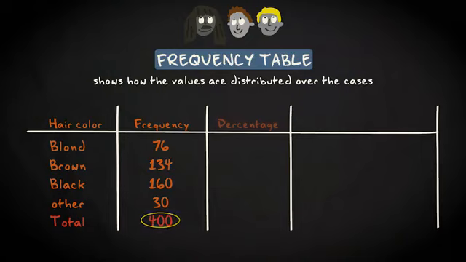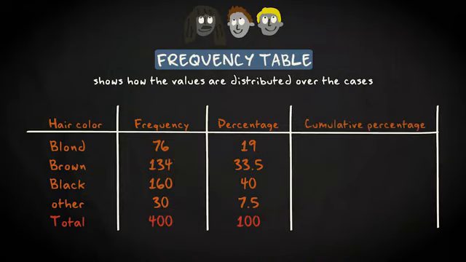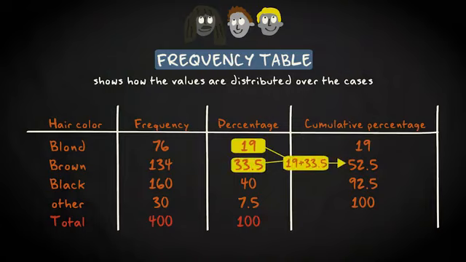We can also express the relative frequencies by means of percentages. In the second column, you see the percentages. You can see at a glance that 7.5% of all players has another hair color than blonde, brown, or black. 19% of the players has blonde hair. You get the value 19 here by dividing 76 by 400 and multiplying that with 100. Sometimes researchers use cumulative percentages. It is easy to compute them. Cumulative percentages are nothing more than the percentages in every category added up. So you can see here that 19 plus 33.5% equals 52.5% of all players has blonde or brown hair.